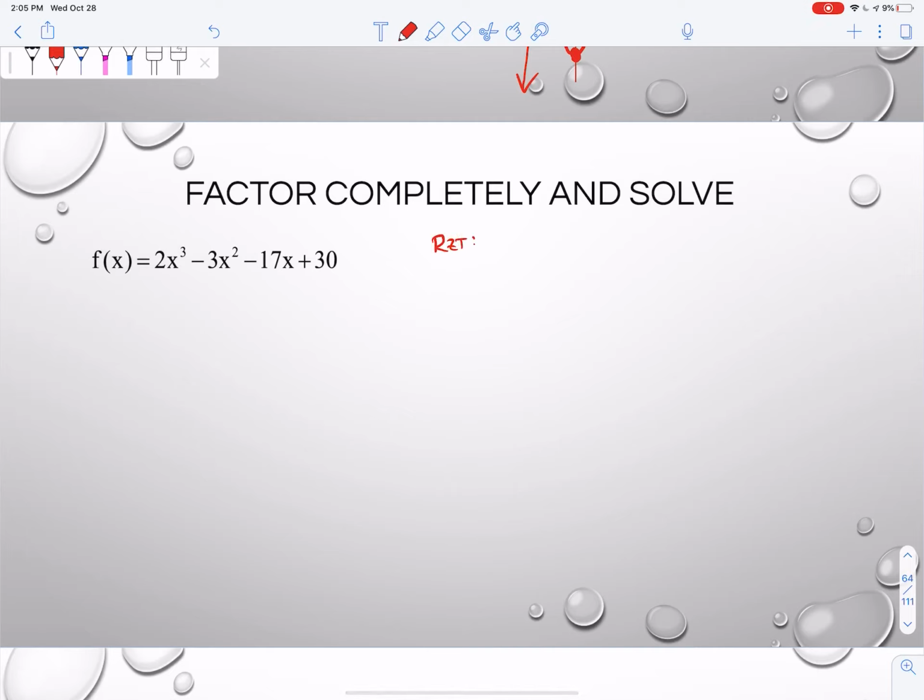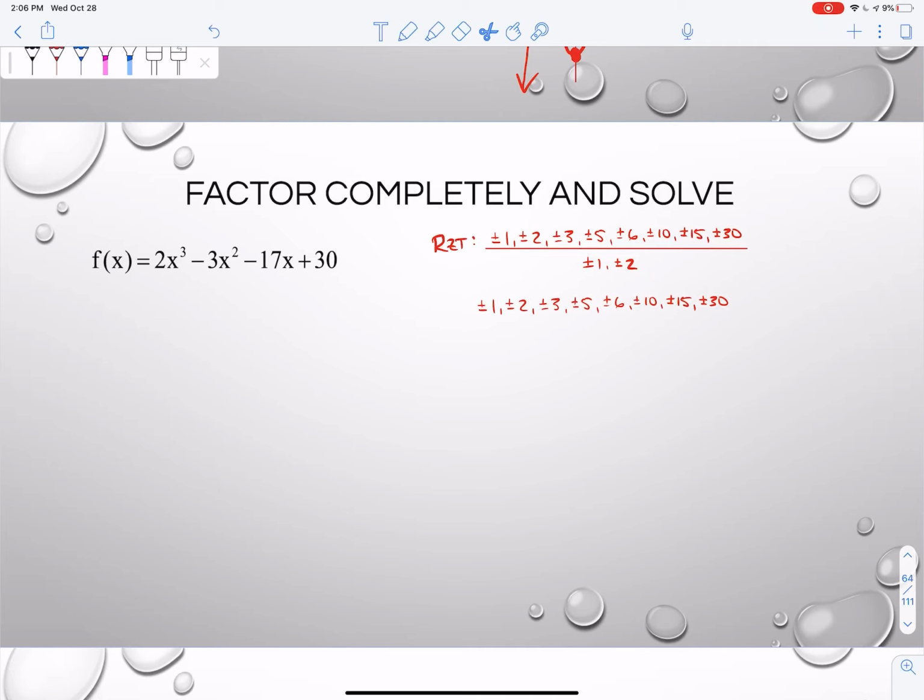So we're going to have plus and minus 1, 2, 3, 5, 6, 10, 15, and 30 all over plus and minus 1 and 2. So again here, I'm going to get all of my individual factors and then all of the fractions.